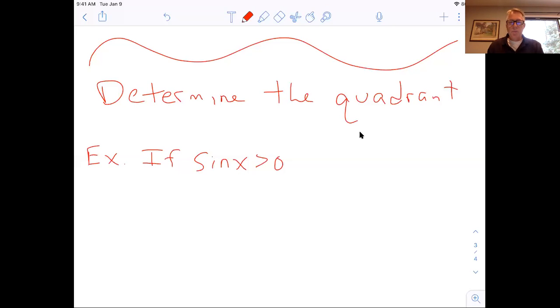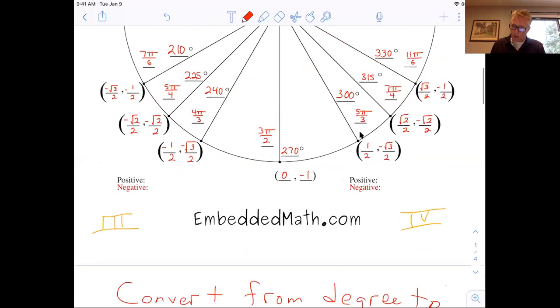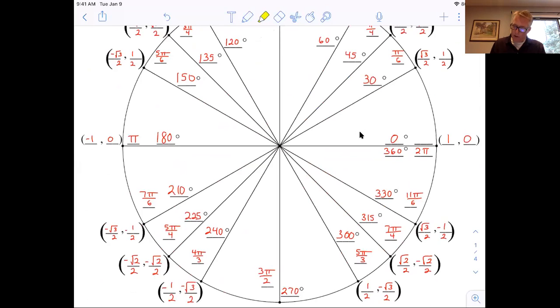All right, so that tells me something about what quadrants we're talking about. If the sine is bigger than 0, remember the sine is the y value, that has to be up here in either the first or second quadrant if the sine is larger than 0.